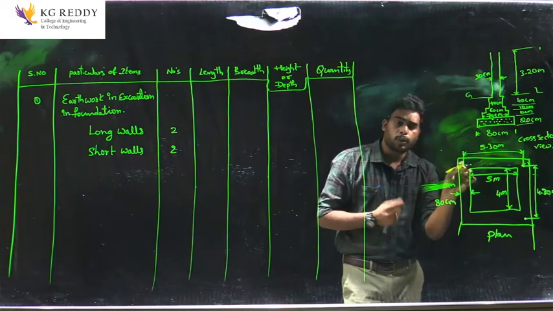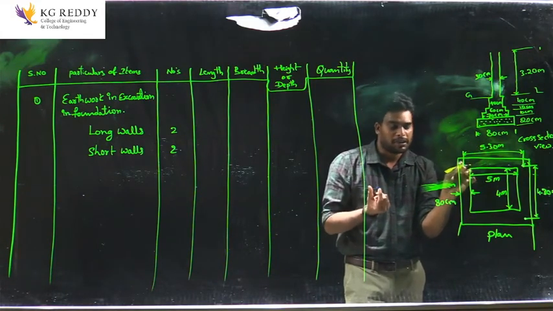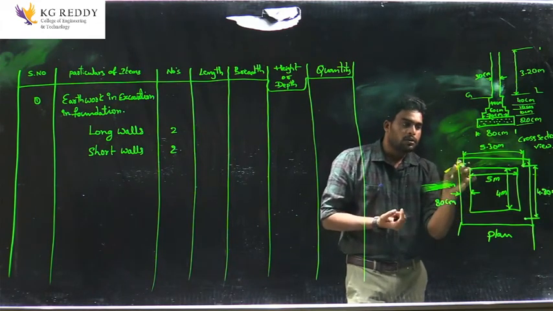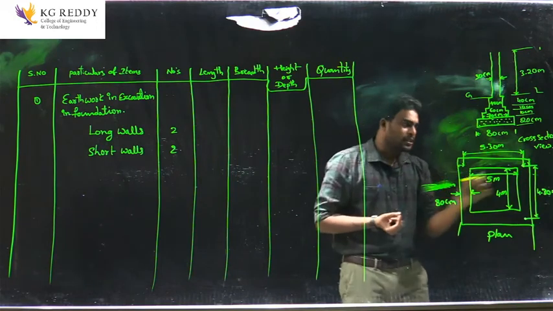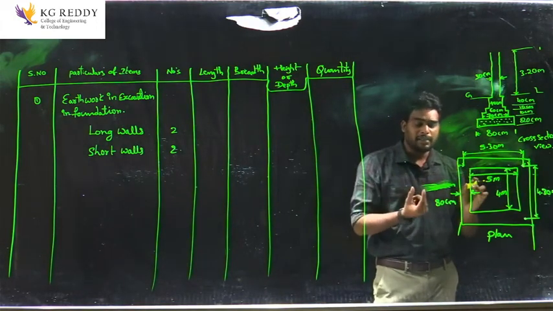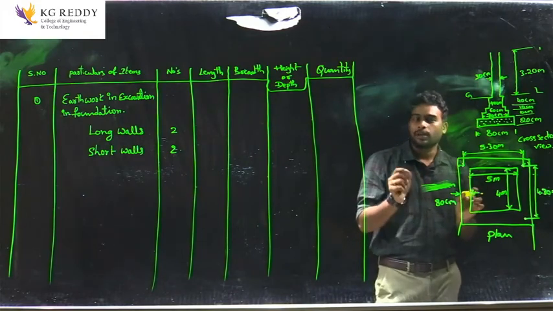And what is the half portion? It will become 40 centimeters. Total width is 80, half means 40. So this portion has 40 centimeters, here also 40 centimeters. So 40 plus 40, 80 centimeters. Convert into meters, that is 0.8.